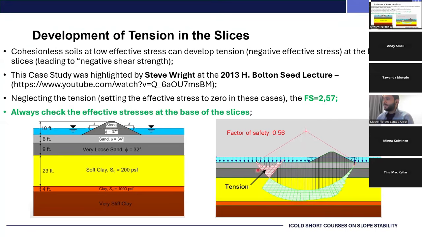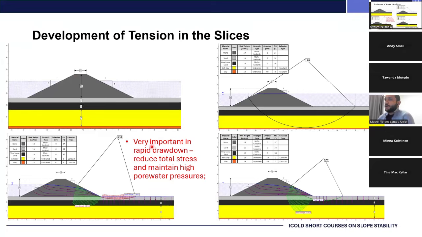That's a very important aspect. I've had that problem one time. That made me remember one problem I was running in the past. It was actually doing a drawdown analysis when you reduce very rapidly the water in the reservoir, because you have a very high reduction in total stress, and sometimes you maintain the pore water pressures. So you reduce the effective stress very quickly, and that can lead to tension as well.